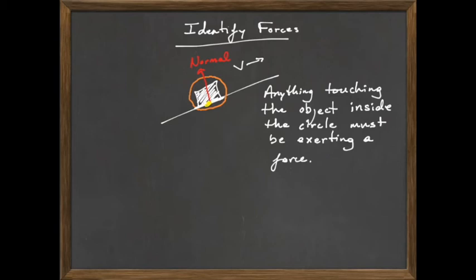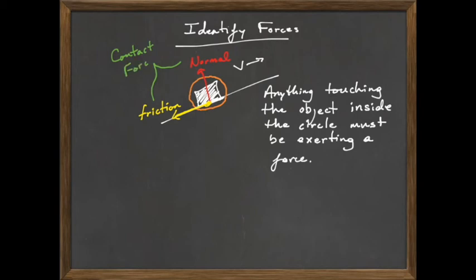So we make a dot at the tail end of our vector, and we would say friction goes in a direction resisting the motion of the object. Since that surface was the only thing touching the box in the circle, we're done with our contact forces. So these two things represent contact forces.